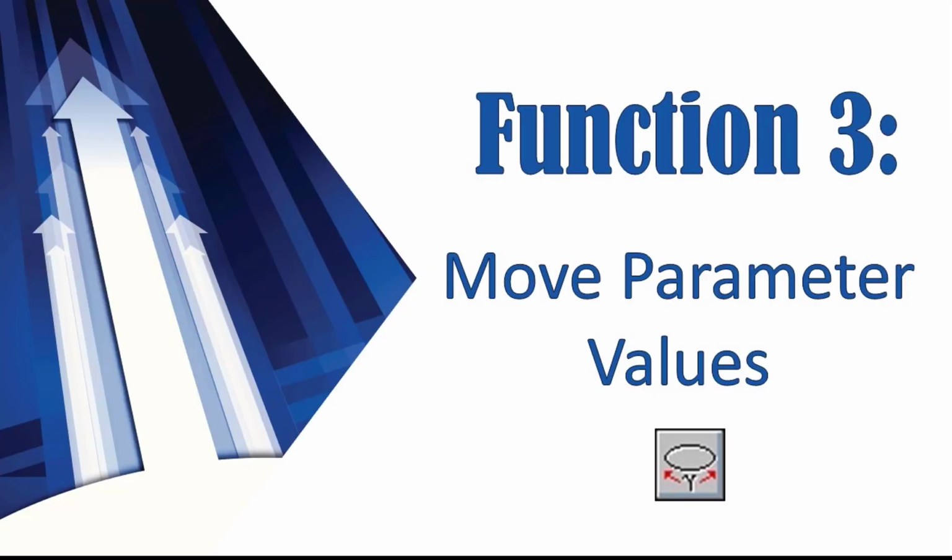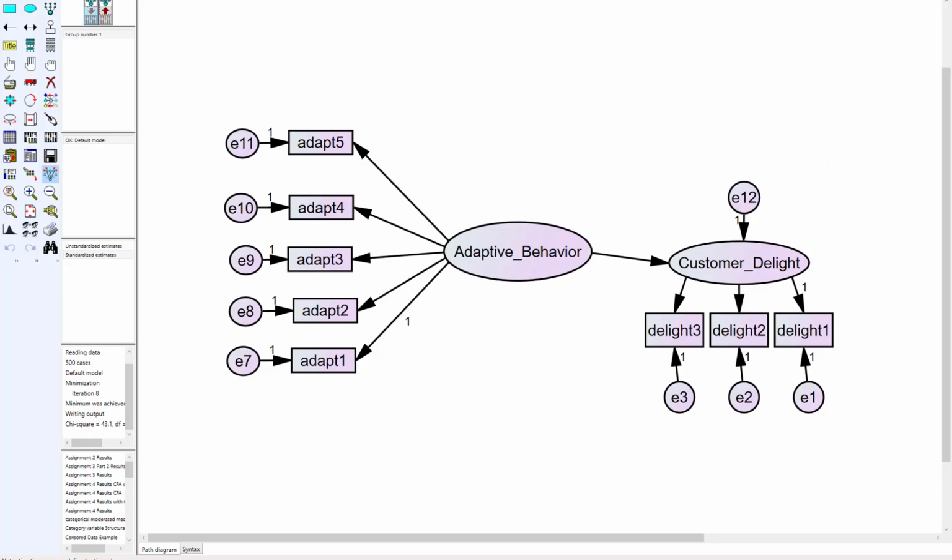All right, function 3. Function 3 is move parameter values. The move parameters function looks icon-wise like a circle, and to be honest with you, it looks like a Greek letter gamma with arrows pointing either to the left or the right. This function is located in the icon ribbon as well. So let's go back to AMOS, and I'll show you exactly what this one does and why it's so beneficial.